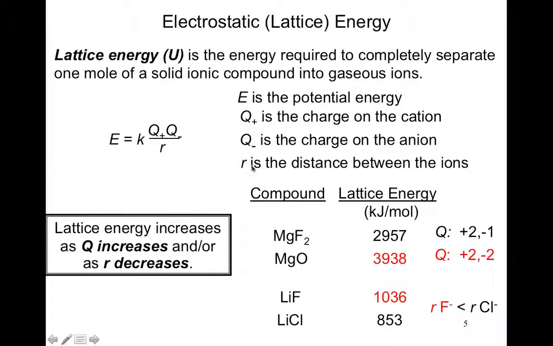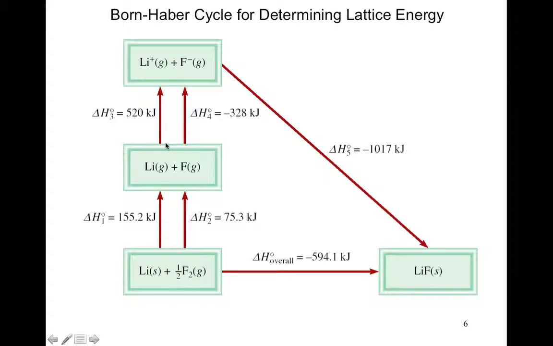All right, so lattice energy increases if we increase Q, or if we decrease R. So here's the Born-Haber cycle for determining lattice energy. It basically uses Hess's law to break reactions down into half reactions of their gaseous ions, and then combining gaseous ions into solids, and then you're combining the enthalpy of one step plus the enthalpy of the second step plus the third plus the fourth plus the fifth.